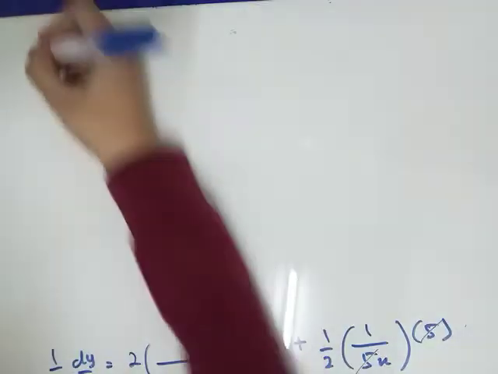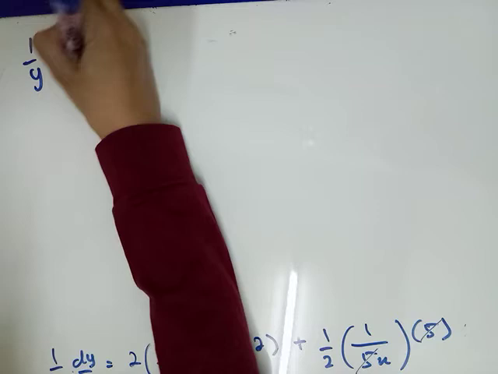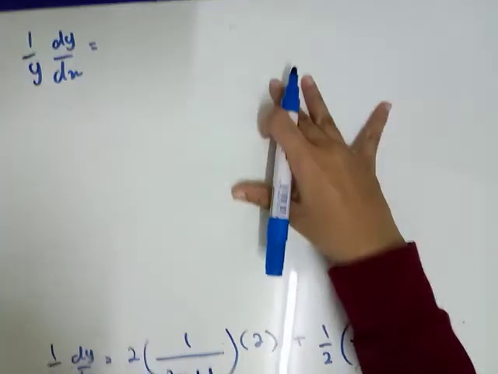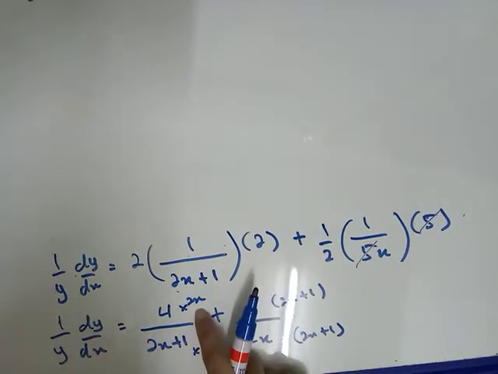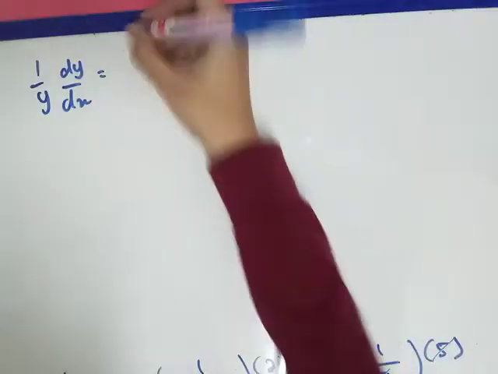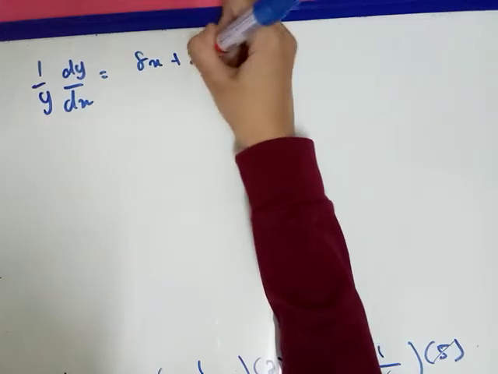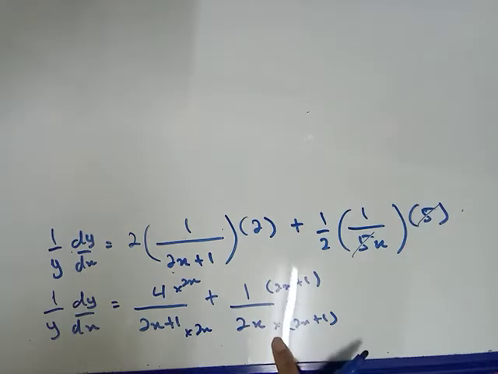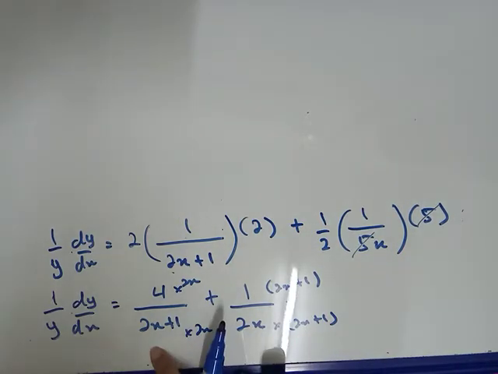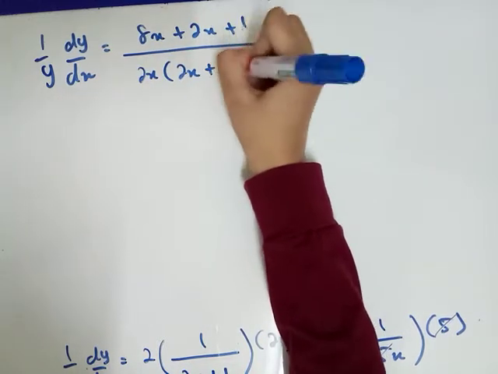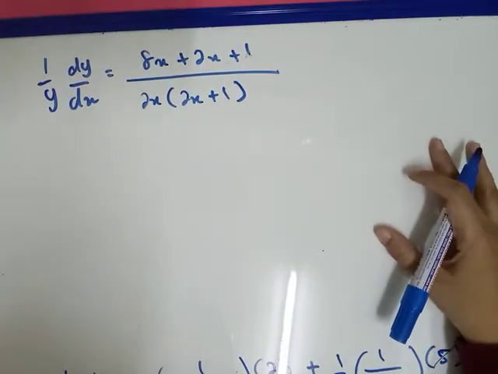Then it will become 1 over y dy over dx is equal to, bila dah samakan pembawah tu, 4 times 2x, it will become 8x. And then (2x plus 1) times 1, still the same, 2x plus 1. So 8x plus 2x plus 1, divided by, yang ni awak darab, 2x times (2x plus 1). No need to expand.